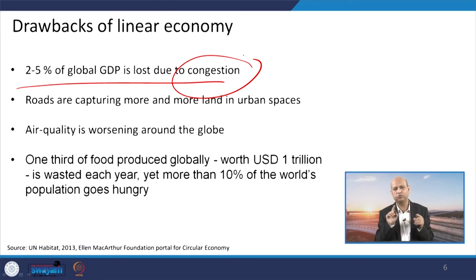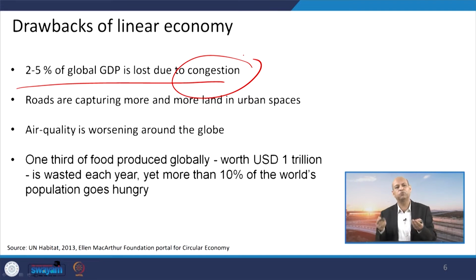So, that is the negative part. If we talk about sustainability, this is not something which is making us sustainable. We have to remove these kinds of problems. Then roads are capturing more and more land in urban areas, urban spaces, because we are having more private vehicles.